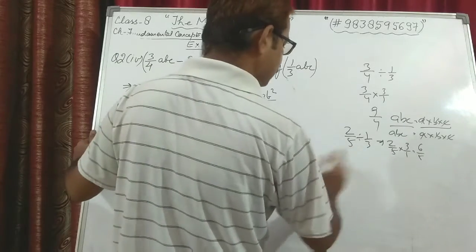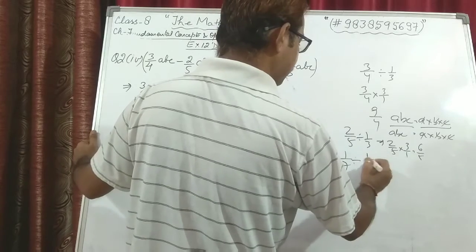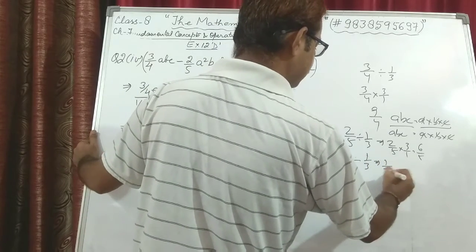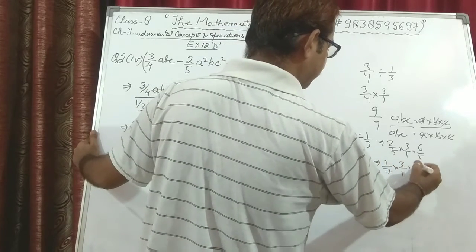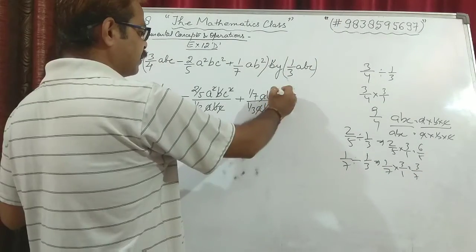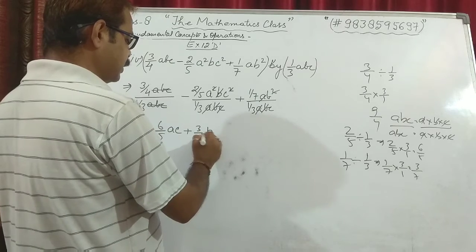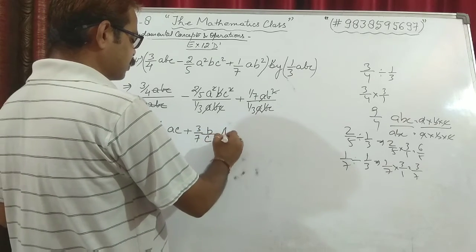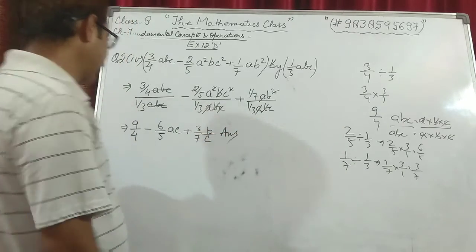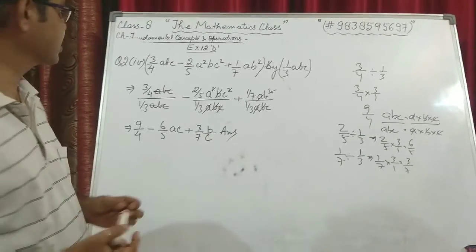Why? Because 1 upon 7 divided by 1 upon 3 can be written as 1 upon 7 into 3 upon 1. 3 into 1 is 3, 7 into 1 is 7. So 3 upon 7. And 1 of the B cancelled, C is not cancelled. So it means you are getting, in the numerator it is B and in the denominator it is C. So that is the final value. So this is the solution. This has been the solution.